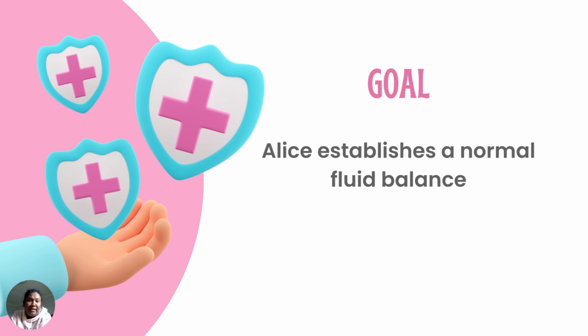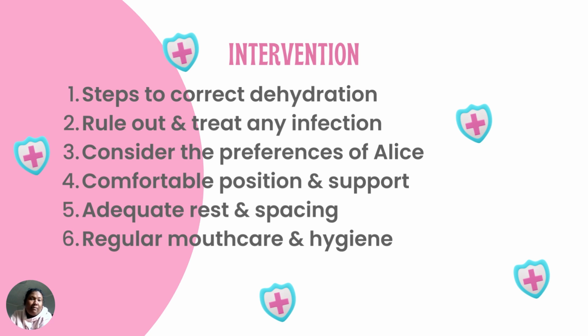So let's see what my goal is for Alice. My goal is that she establishes a normal fluid balance. My intervention, as I have told you earlier, the first intervention would be to correct the dehydration first. So when I find out that my patient has a low BP or any other abnormalities which could be corrected instantly, I would look for the record and administer any fluids the doctors have prescribed for Alice. Second is to participate in the care.